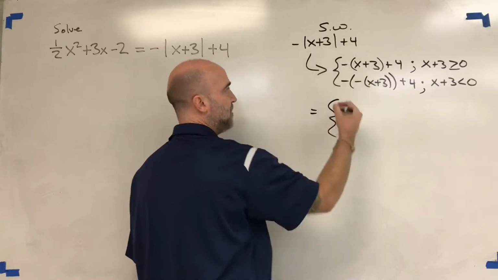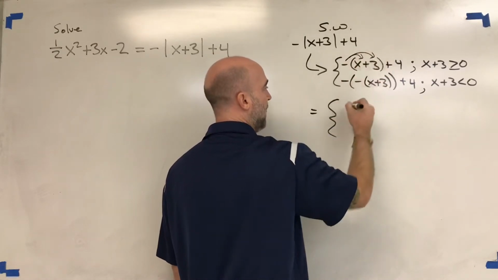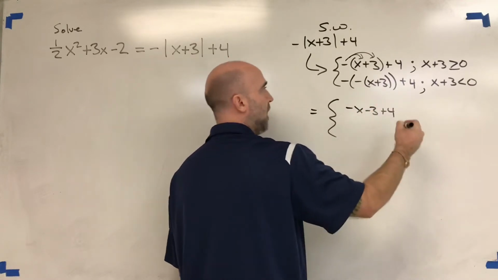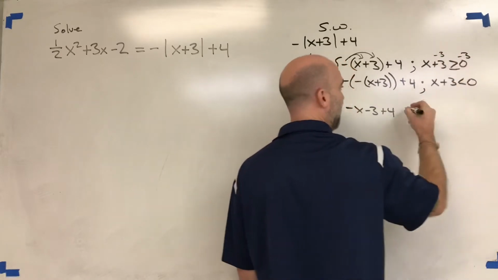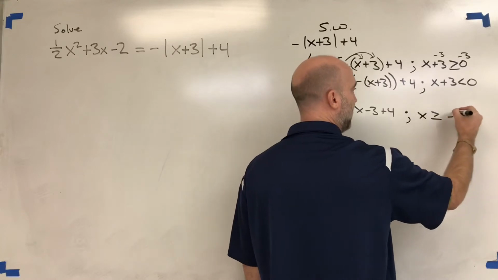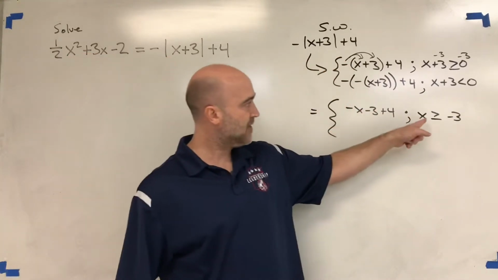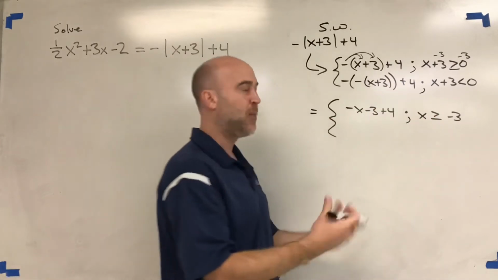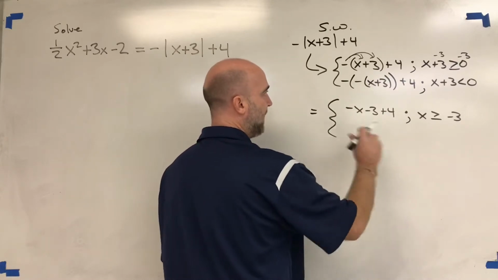So the top simplifies into, I would just distribute the negative sign. And that's negative x minus 3 plus 4. I'm going to go ahead and solve this also. That's minus 3 to both sides, where x is greater than or equal to -3. So if x is greater than or equal to -3, everything is kind of normal. And then I'm going to simplify it one more time when I write everything out.